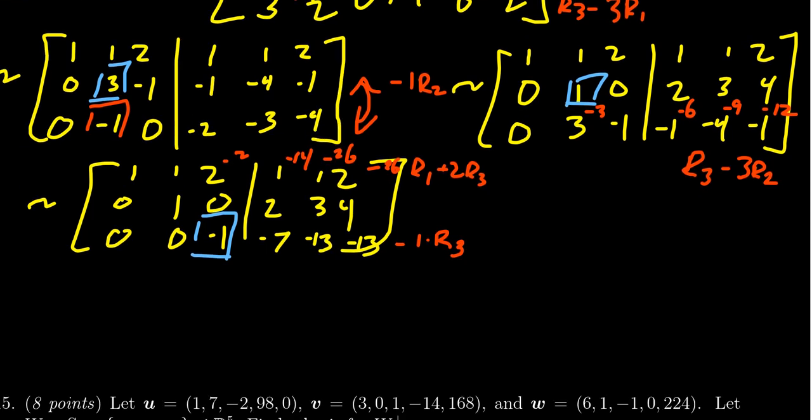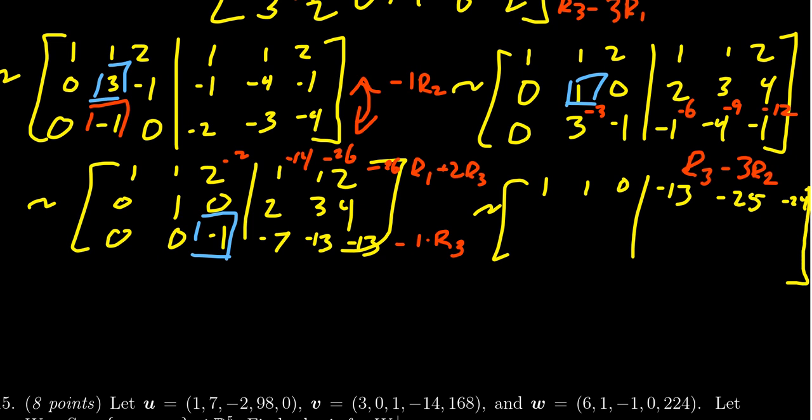So what does my matrix look like in that situation? Draw it over here. So we get 1, 1, 0. Augment that with negative 13, negative 25, and then negative 24. For the second row, we didn't do anything to that. So we get 0, 1, 0, 2, 3, 4. And for the third row, we times everything by negative 1, remember. So we get 0, 0, 1, and then 7, 13, and 13.